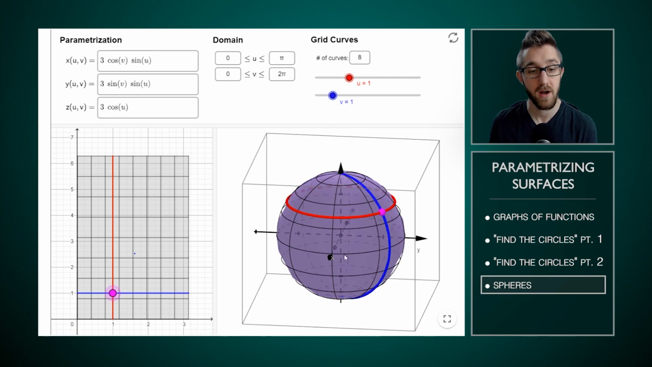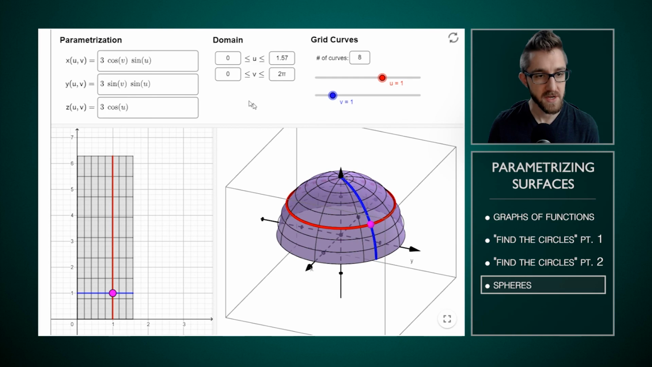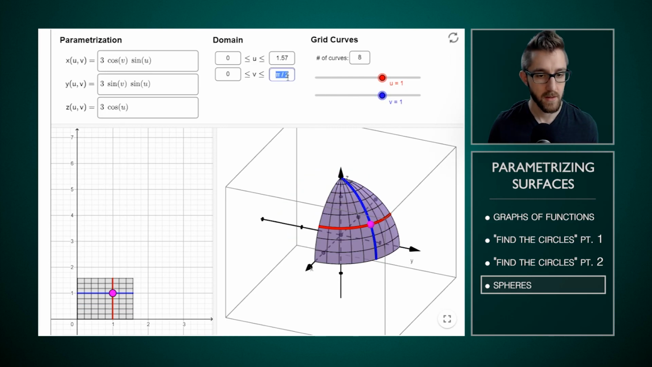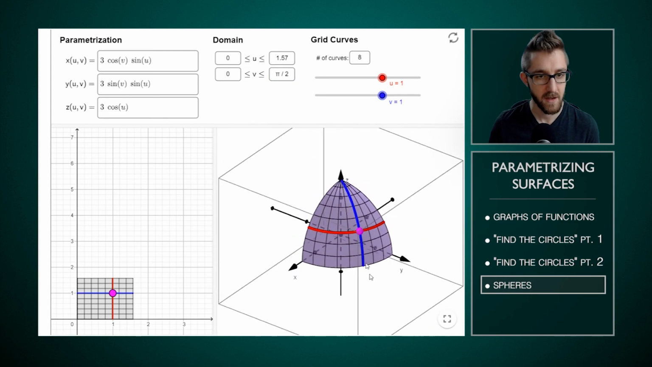So to get the part of this sphere that lies in the first octant, we would restrict u. So u is like phi. We don't want points below the xy plane, so we want u to stop at pi over 2. And we want v to go only from 0 to pi over 2 as well, because that will guarantee that all of our points lie in the first quadrant of the xy plane. There we go. And so we get the portion of the sphere that lies in the first octant.